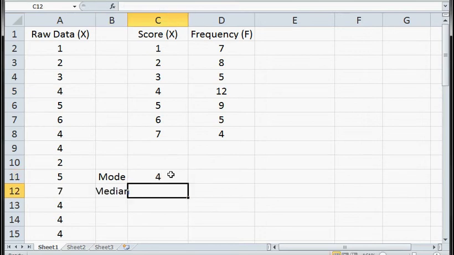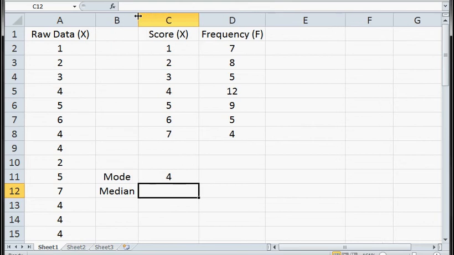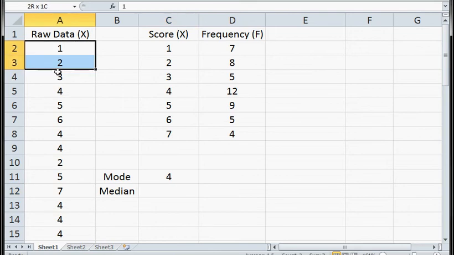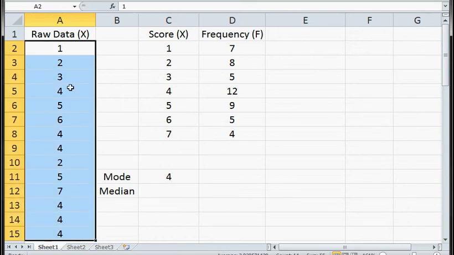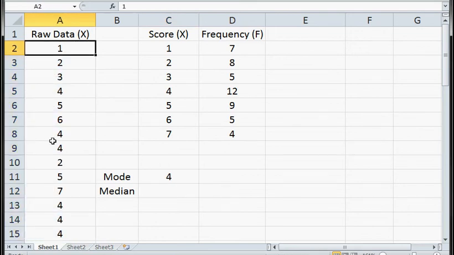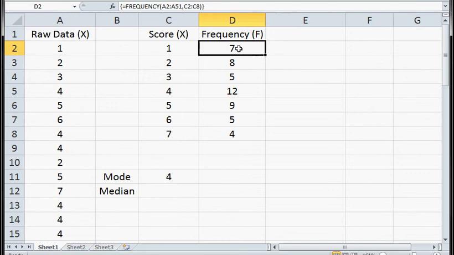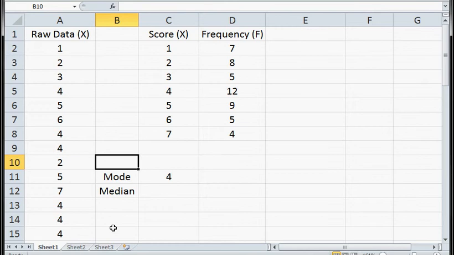For median, it's a little bit trickier. Median itself requires a calculation that relies on n. N is the value that represents how many participants or how many scores we had in this particular column. Now we could do that by counting how many scores we have here, or we could look at our frequencies. You see, the sum of all of the f values is your n. Let's go ahead and enter that in over here in the form of n.